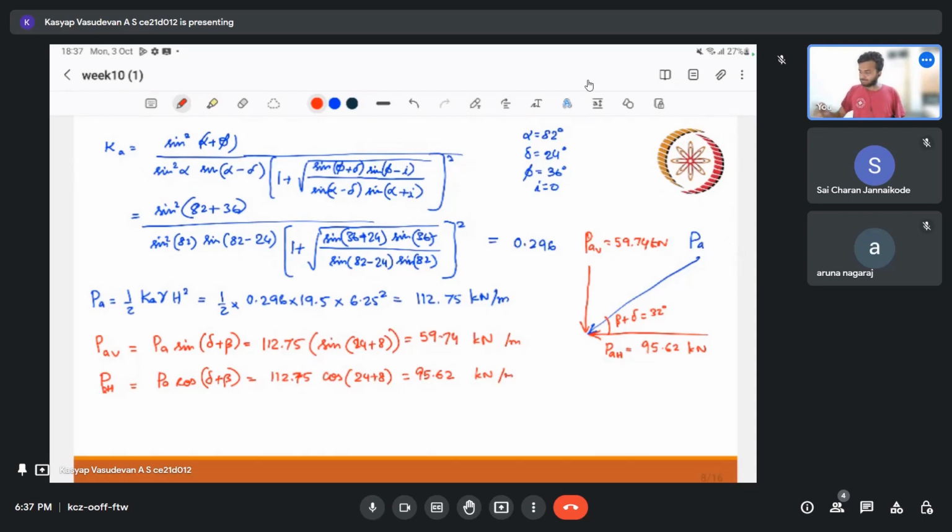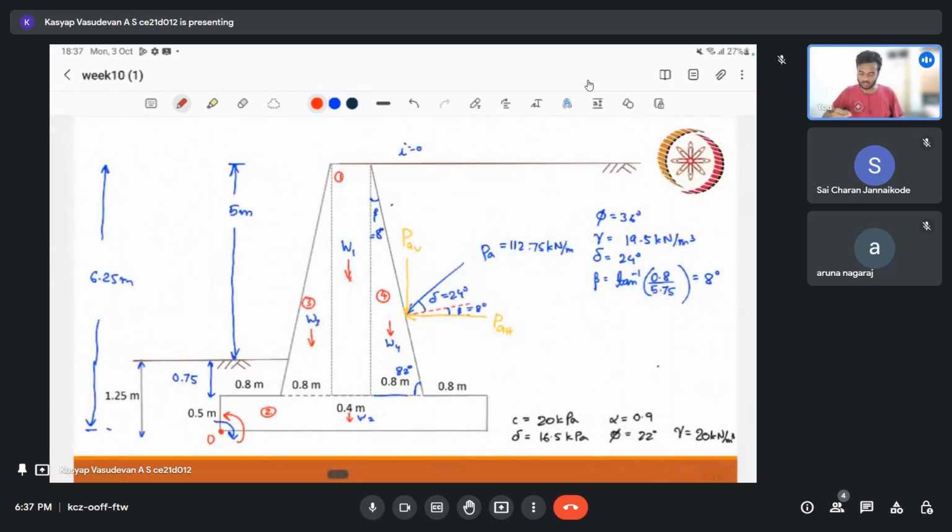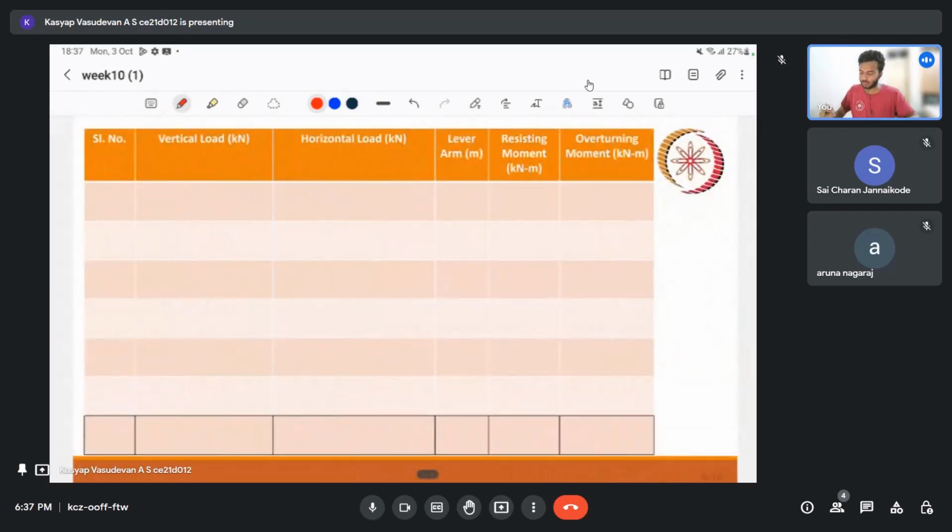Now we can proceed further. What we'll do is, we will find out all the loads involved. That is, now we know PAV and PAH, but we don't know W1, W2, W3, W4, and we don't know the moments also. So in a tabular format, so that it's clearer, I'll name the first one as W1. I'll use blue color for restoring moments.